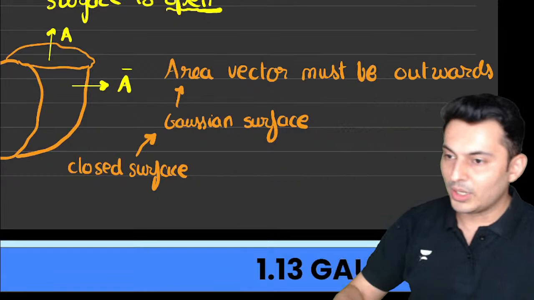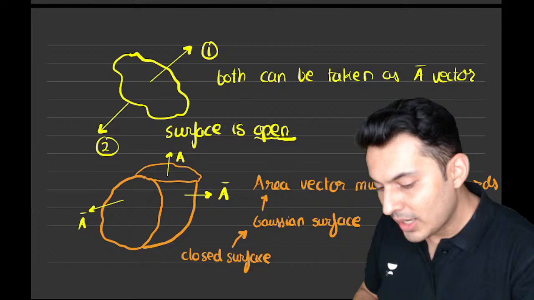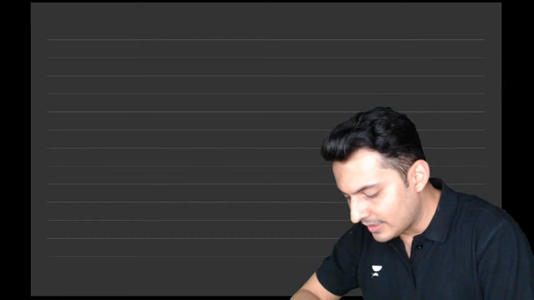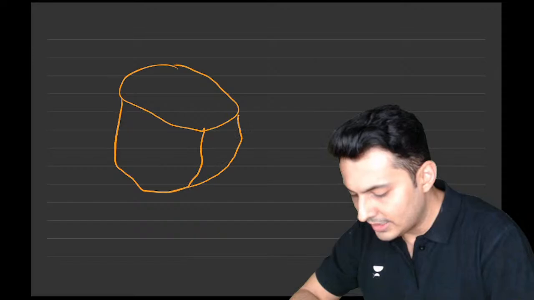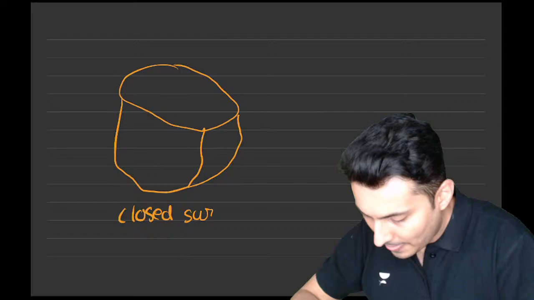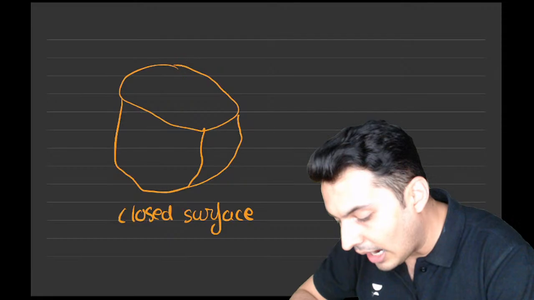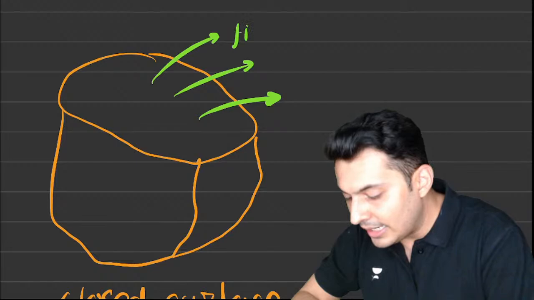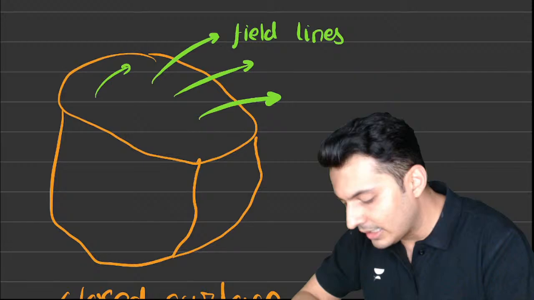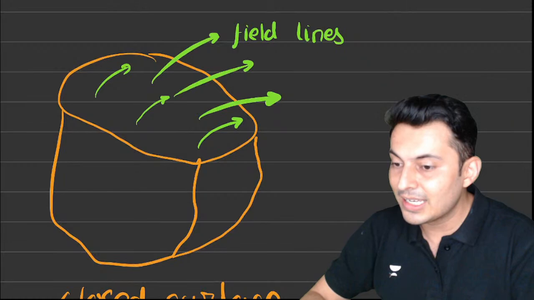Everybody clear about it? So I have a logical question for all of you. Let's see if you can answer this. Imagine I have a surface which goes somewhat like this. It's a closed surface. Imagine there are electric field lines coming out of it. Will that be considered positive flux or negative flux? If these are the electric field lines coming out of this particular surface, should I take it as positive flux or negative flux? Think about it. Answer in the chat box.